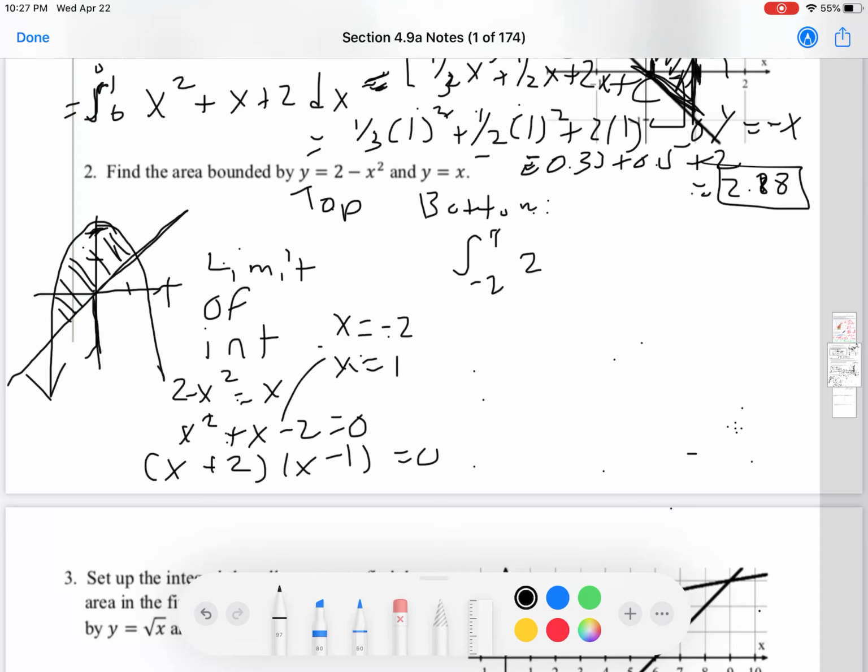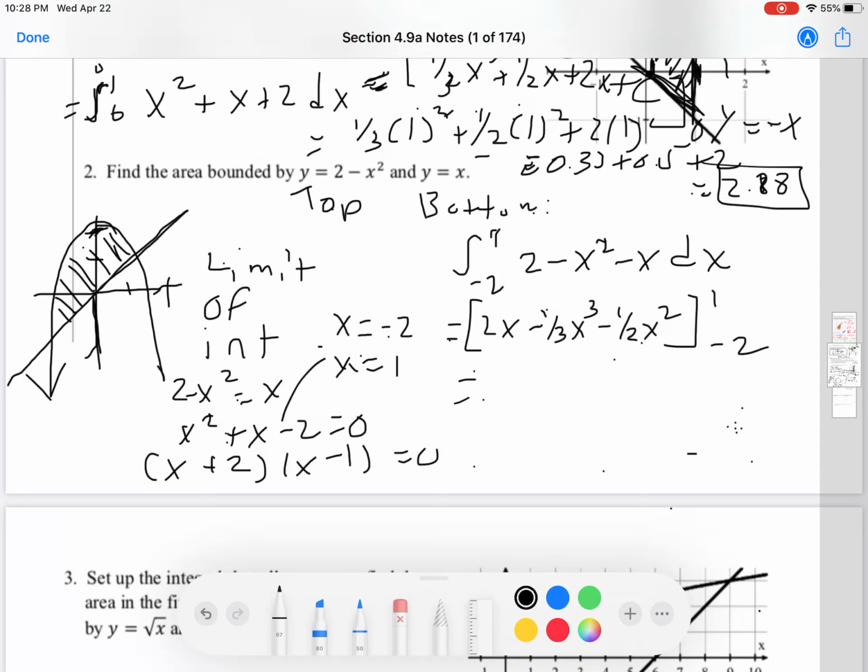And we're going to integrate 2 minus x squared minus x. Now we can take the antiderivative. So we get 2x minus 1/3 x cubed minus 1/2 x squared. And we're going to plug in a 1 and a negative 2.